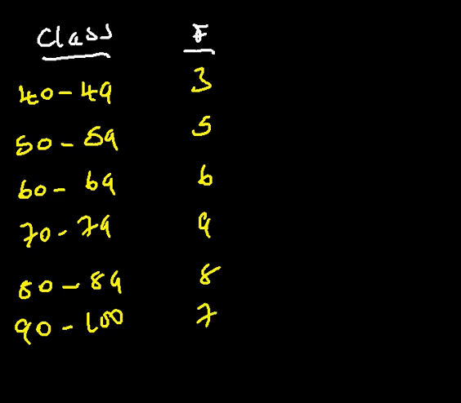So how do you think we can have the range for the grouped data? In this case, we should consider the lowest group, or the lowest class. The lowest class is 40 to 49. So have it as 40 to 49.